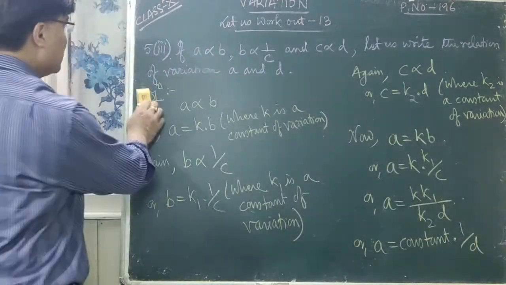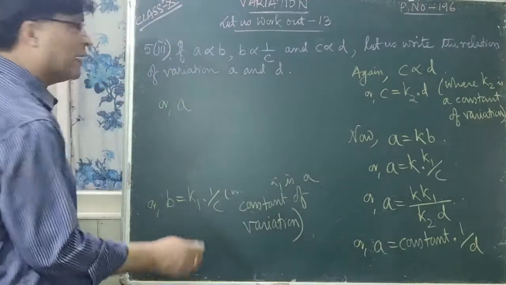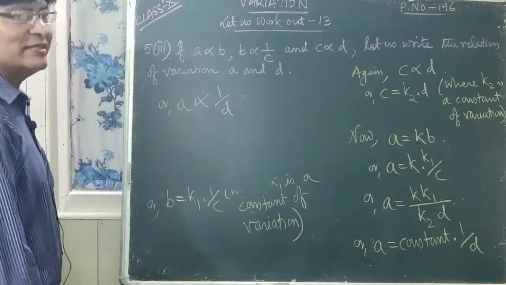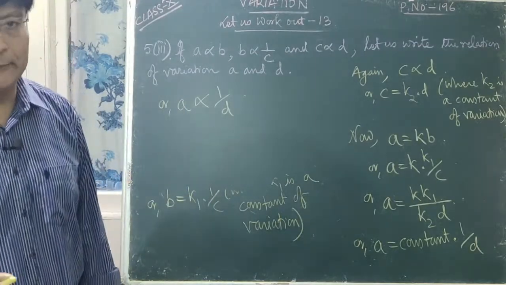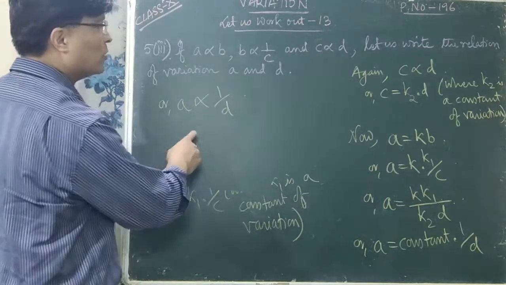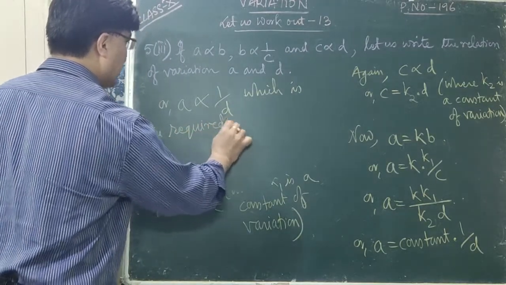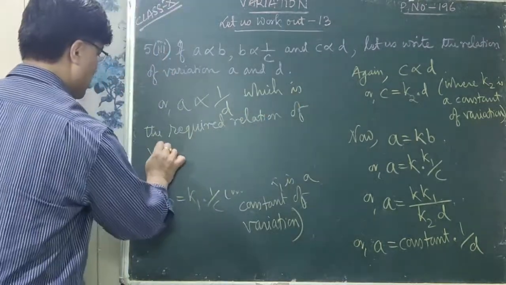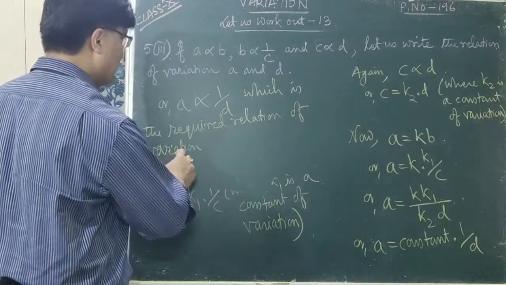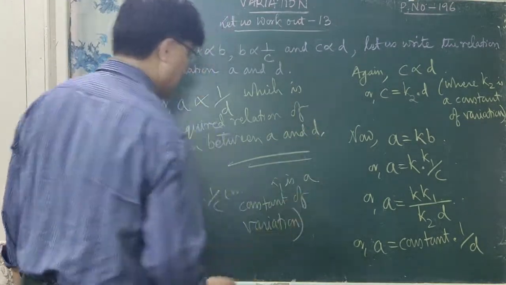Now what will you write in the next step? You know, A is equal to constant can be replaced by the proportional sign, isn't it? You know the method. Then what do we write? 1 upon D. So this is the required relation of variation between A and D. So we can say that A is inversely proportional to D, or A varies inversely with D. So A proportional to 1 upon D is the required relation of variation between A and D. So this is the final answer.